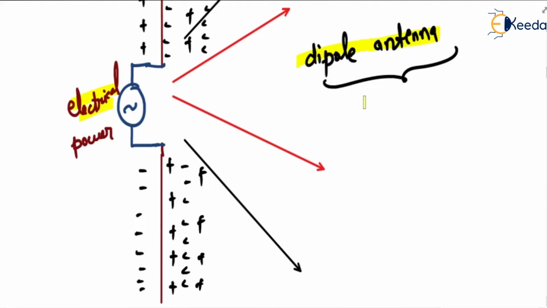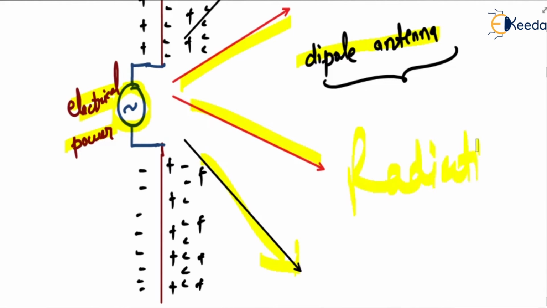And such kind of antenna is a dipole antenna. If its length is lambda by 2, it is called a lambda by 2 dipole antenna. So here we give electrical power, and here we receive the power in the form of radiations. So this device is called an antenna.